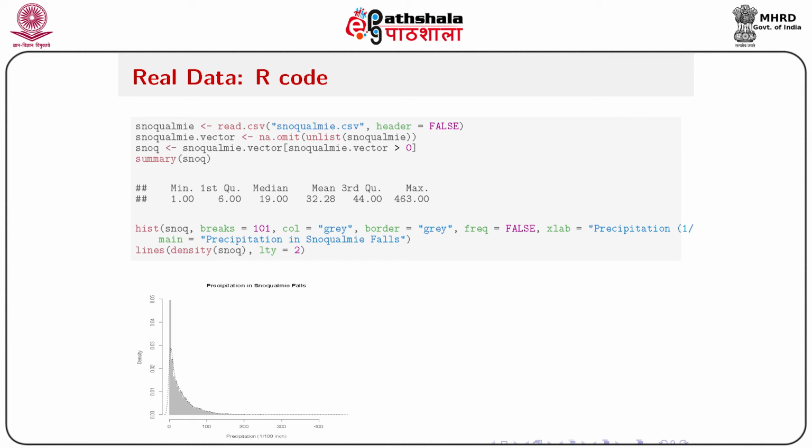Here is the read.csv of snoqualmie.csv data that can be downloaded from there and saved in your folder, and then read through read.csv. Then na.omit(unlist(...)) omits the data wherever missing is there. Then esnoq, another variable that I have created, takes wherever the Snoqualmie vector is greater than 0. The summary of that will give you the minimum 1, maximum 6, median 19, mean 32.6, which gives a basic idea about the distribution. If you want, you can draw a histogram with a density plot over the histogram, and that will give some idea about the distribution of the data that you have.